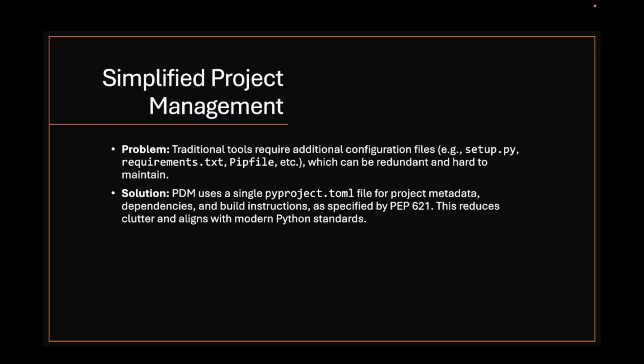In terms of simplified project management, traditional tools require additional configuration files like setup.py, requirements.txt, Pipfile, etc., which can be redundant and hard to maintain. But PDM uses a single file called pyproject.toml. And it stores metadata in this file. It also stores dependencies, build instructions, and all of this is recommended by this standard, PEP 621. And this reduces clutter and aligns with modern Python standards.